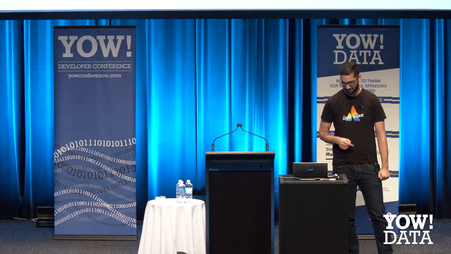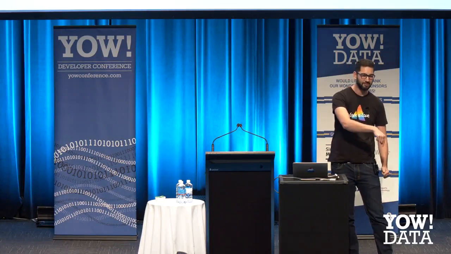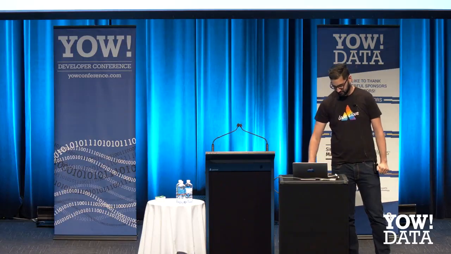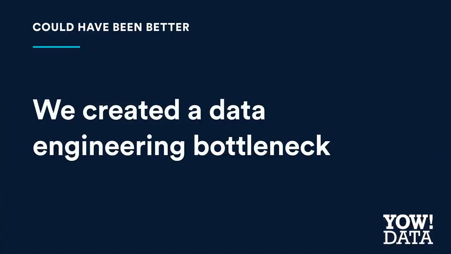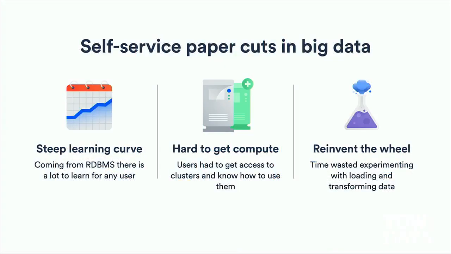But yeah, we're on what could be better. Another thing that could be better for us was that we created a data engineering bottleneck. That is, teams relied too much on us, and it became very apparent that we were slowing down the progression of others in the company. Basically no one could be autonomous. And there were a lot of self-service paper cuts that we noticed in big data, coming from an RDBMS database to a big data platform.